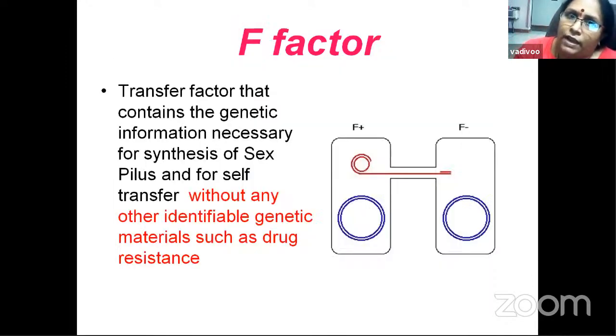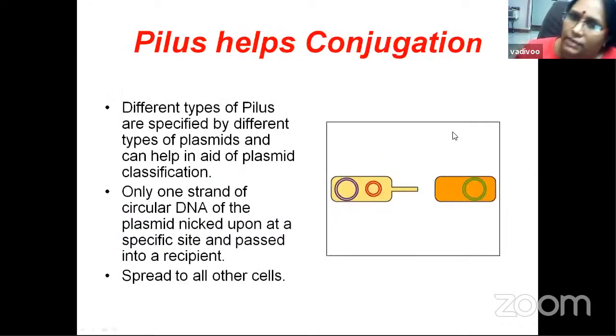It is a transfer factor that contains the genetic information necessary for synthesis of the sex pilus for self-transfer, without any other identifiable genetic elements such as drug resistance. It will not have any genetic material such as drug resistance. As you can see, this is transferred, and the F minus cell becomes an F plus cell.